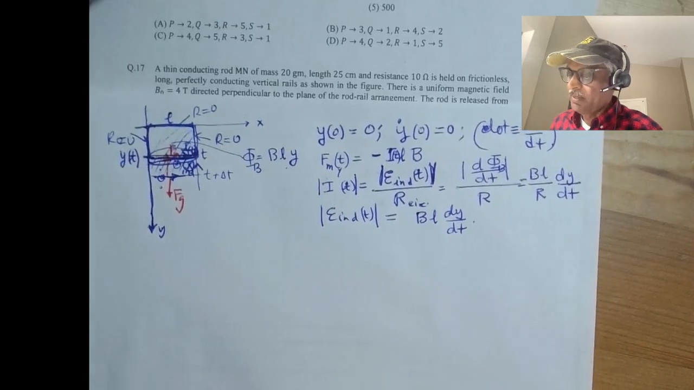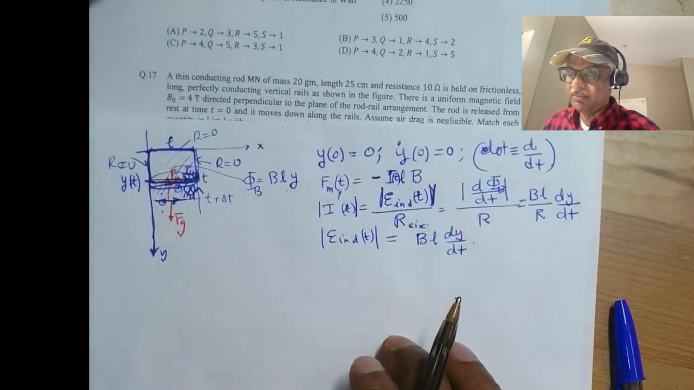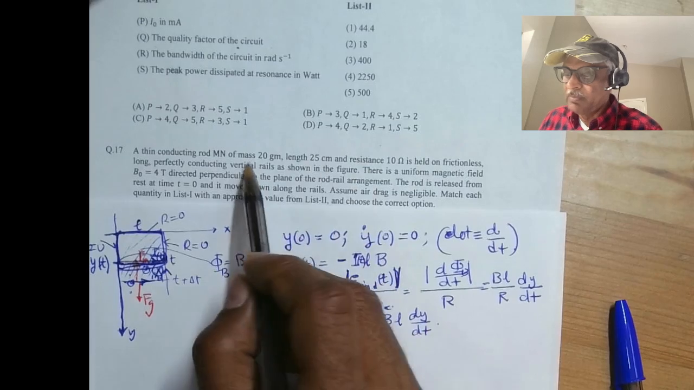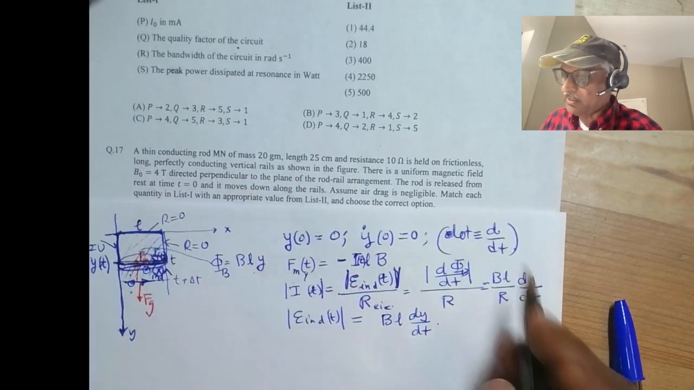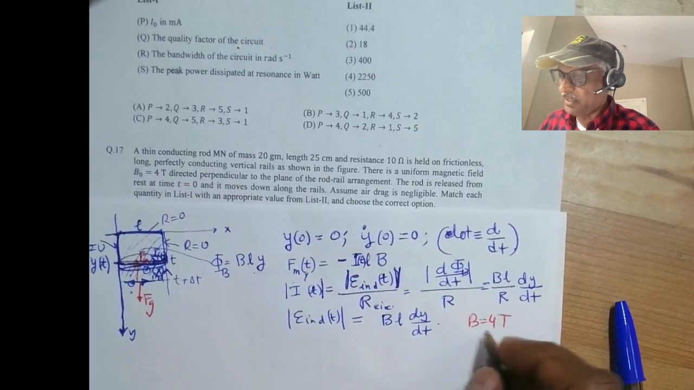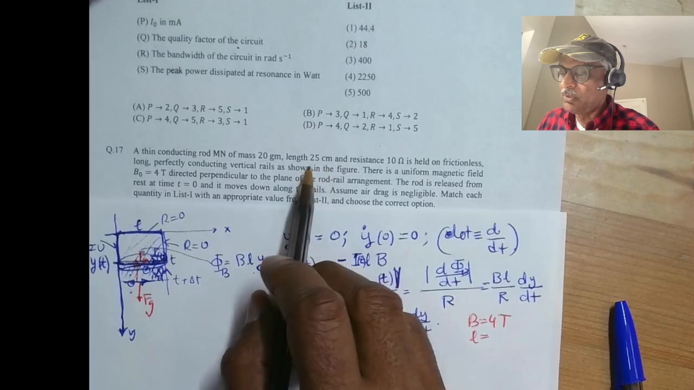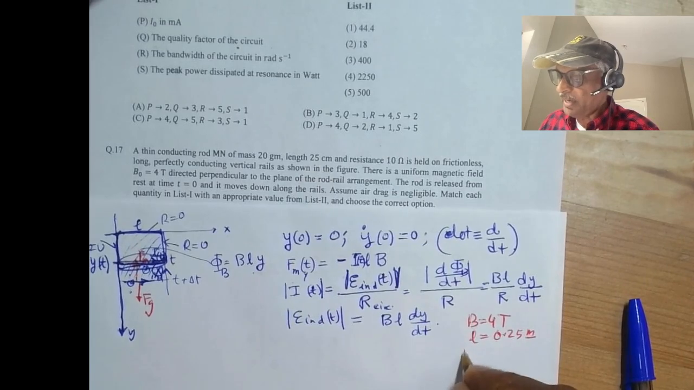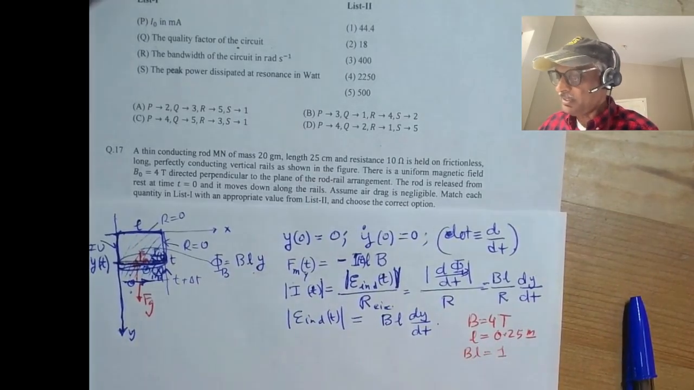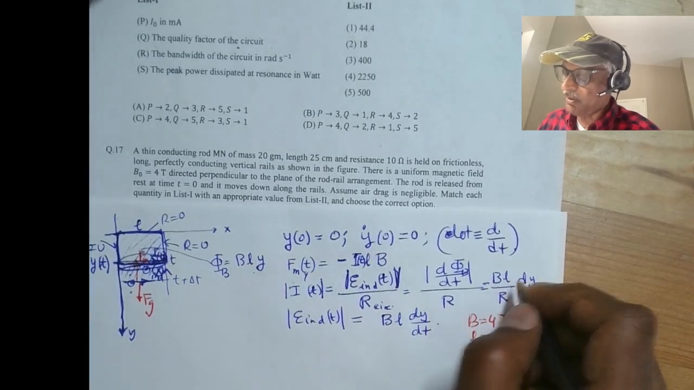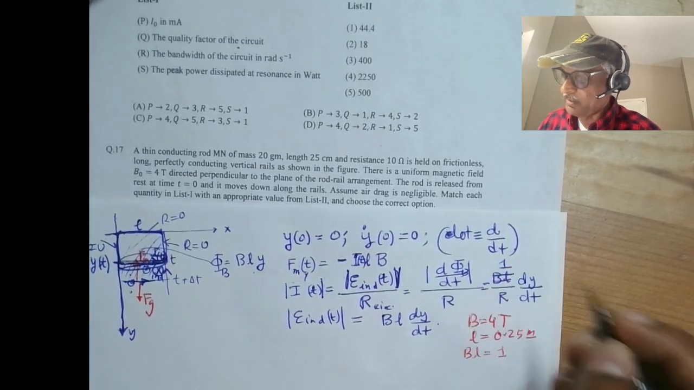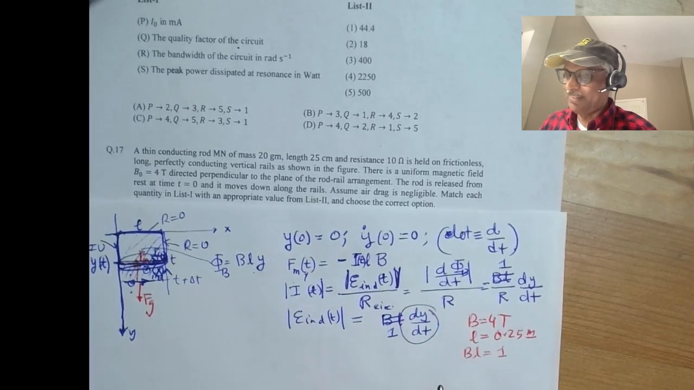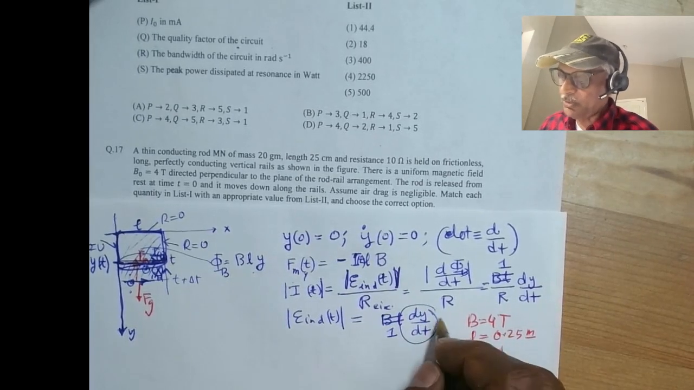Okay, noticing that in our problem B is 4 Tesla and L equals 0.25 meter. That makes BL equal to 1. So in an exam situation, you can just call this 1. So I will have to figure out this, and I'm done. So how do I figure this out?